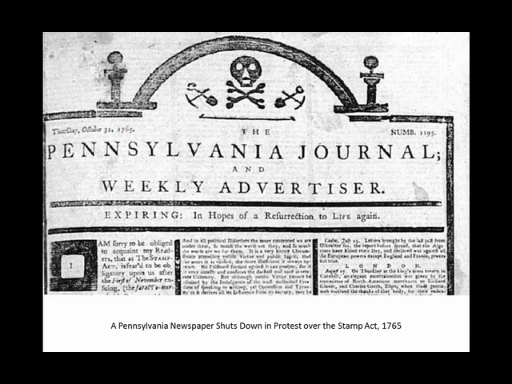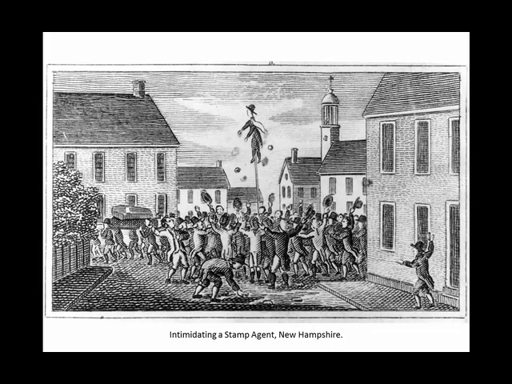Here's a Pennsylvania newspaper that closes itself rather than submit to the stamp, expiring in hopes of a resurrection to life again. Here is a Stamp Act agent in Portsmouth, New Hampshire, being run out of town and attacked. I guess that's an effigy they're attacking, but there were people who were tarred and feathered, and they've got a coffin they're carrying as a not so subtle hint that this guy shouldn't try to collect the stamp tax.